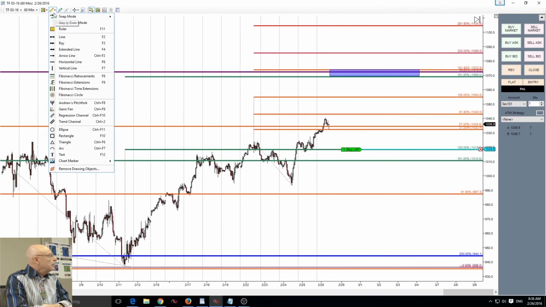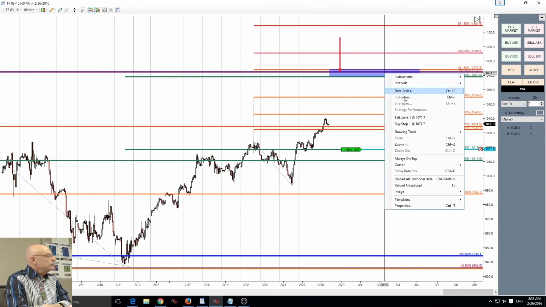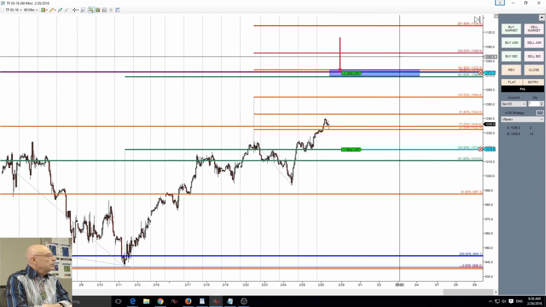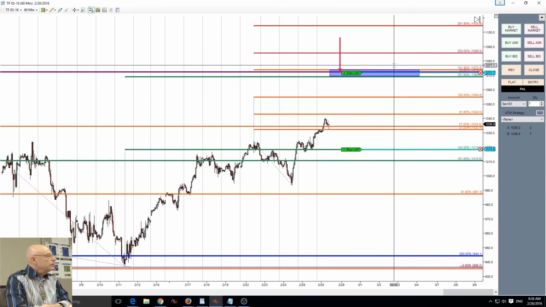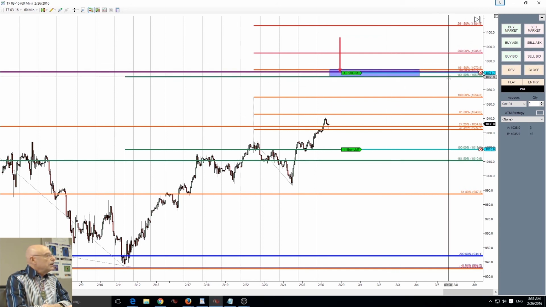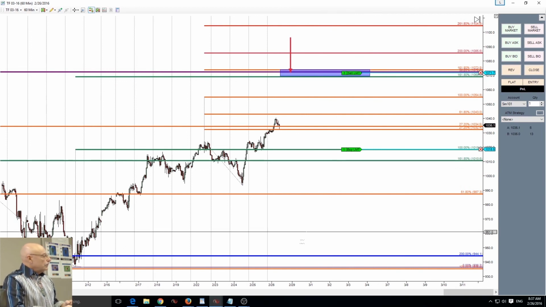So that's our resistance, and that's where we're going to be short. We stop above that area, because if you break that level, we're going to higher. But again, for now it's a sell short area. Okay, so that's where we are.